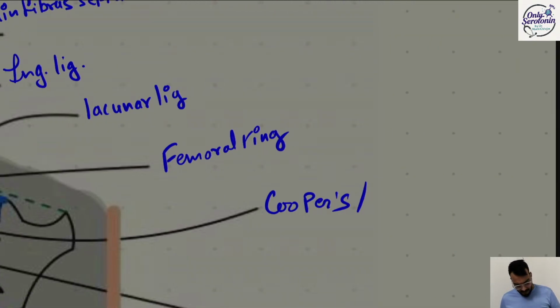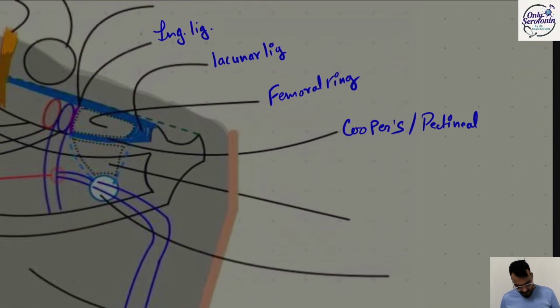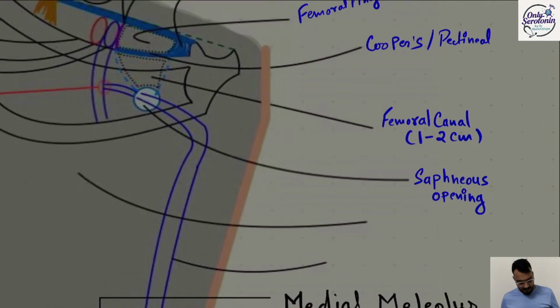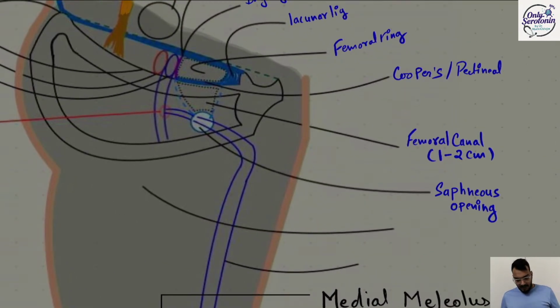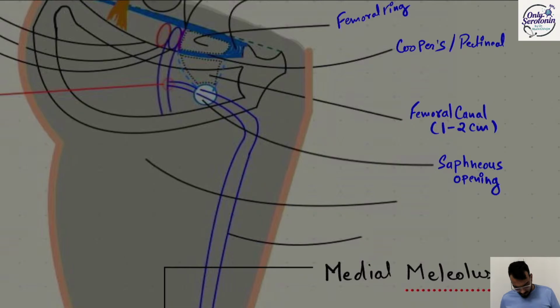Another name of Cooper's ligament is what, guys? Another name of Cooper's ligament is pectineal ligament, right? After that, we are having what, guys? This canal here is your femoral canal. Achha guys, what is the length of the femoral canal? Can you write it in the comments? It is 1 to 2 centimeters. Then we are having the saphenous opening. This full gray covered thing is what, guys? This is your fascia lata.